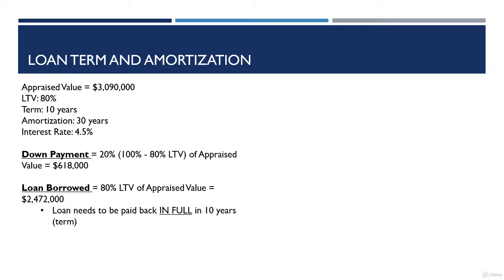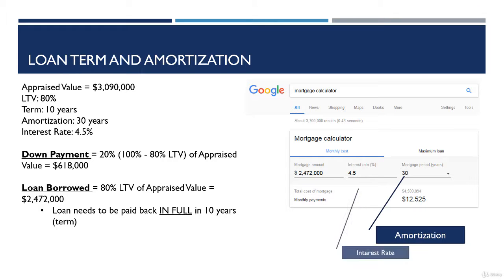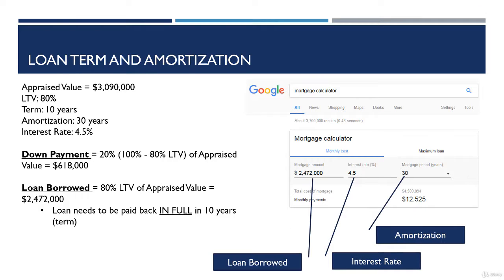Now, what is the mortgage amount in this example, you might be asking? All right, well, do this. Google mortgage calculator. A calculator will come up on your search page. Enter this information and you will see a calculator value of $12,525. This is your monthly mortgage payment.